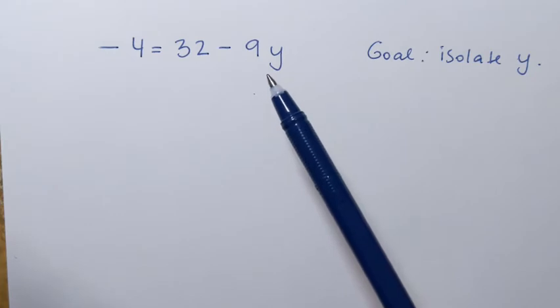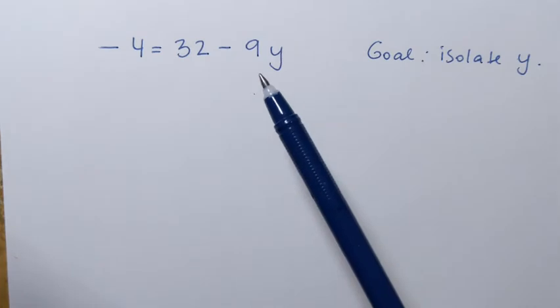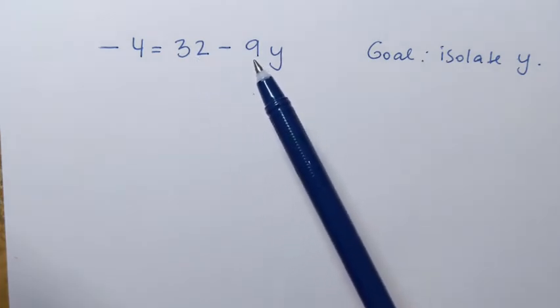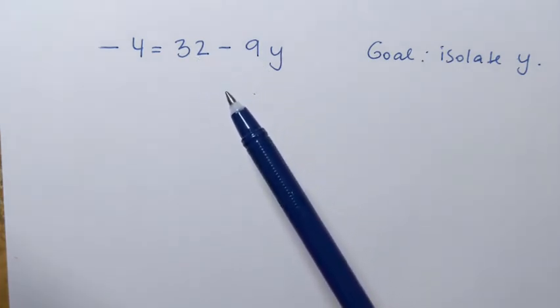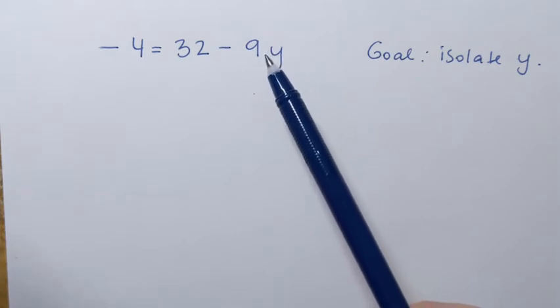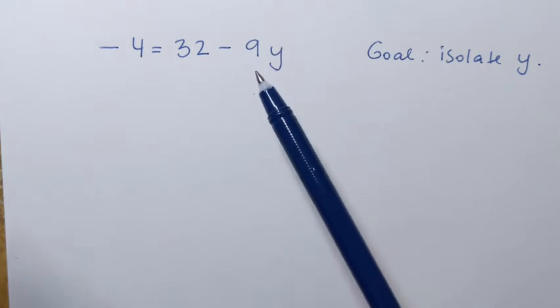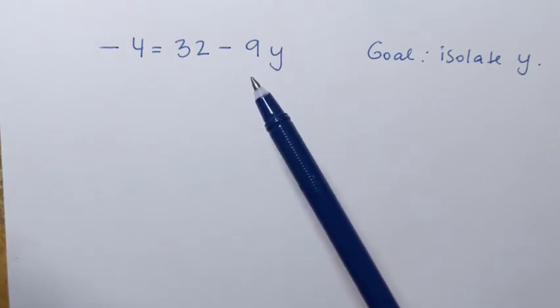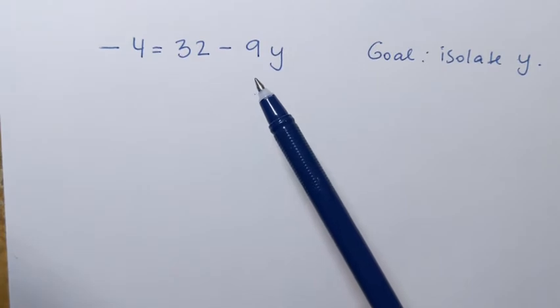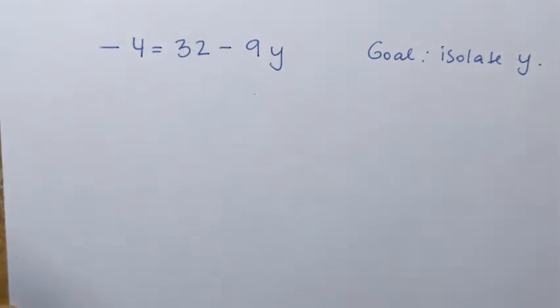So to get y by itself, we need to get rid of numbers that are next to it. There's 32 and there's also -9. In which order do we remove numbers from the right-hand side? Keep this in mind: the number that's right in front of the variable, which we call the coefficient, -9 in this case, we're going to leave for the very end. Since there's nothing else there besides 32, we're going to start with 32. So let's think how we can remove 32.